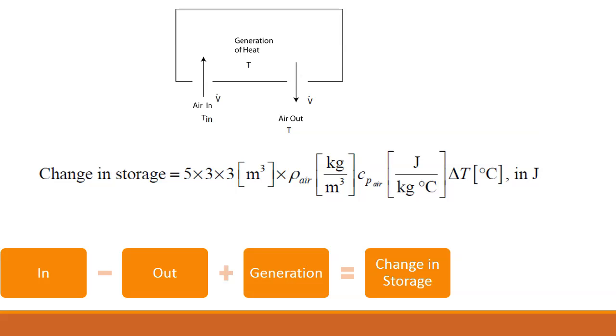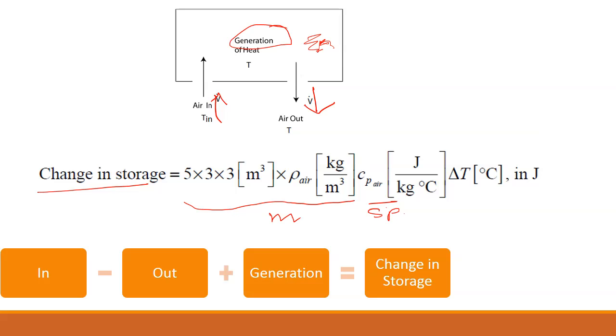Okay, so the last term is change in storage. What is the meaning of that? Because of energy going in, coming out, plus generation, we're going to have a net change in the energy stored. And so the net change in energy stored is mass m times specific heat times change in temperature over that time delta T.